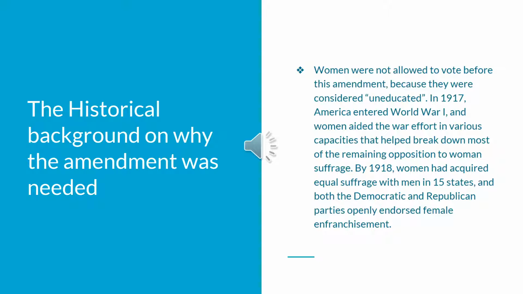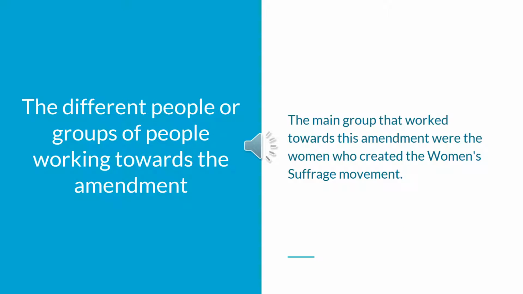By 1918, women had acquired equal suffrage with men in 5 states, and both the Democratic and Republican parties openly endorsed female enfranchisement. Once again, women were the group that worked towards the 19th Amendment, and they created the women's suffrage movement, which really helped them get their rights.